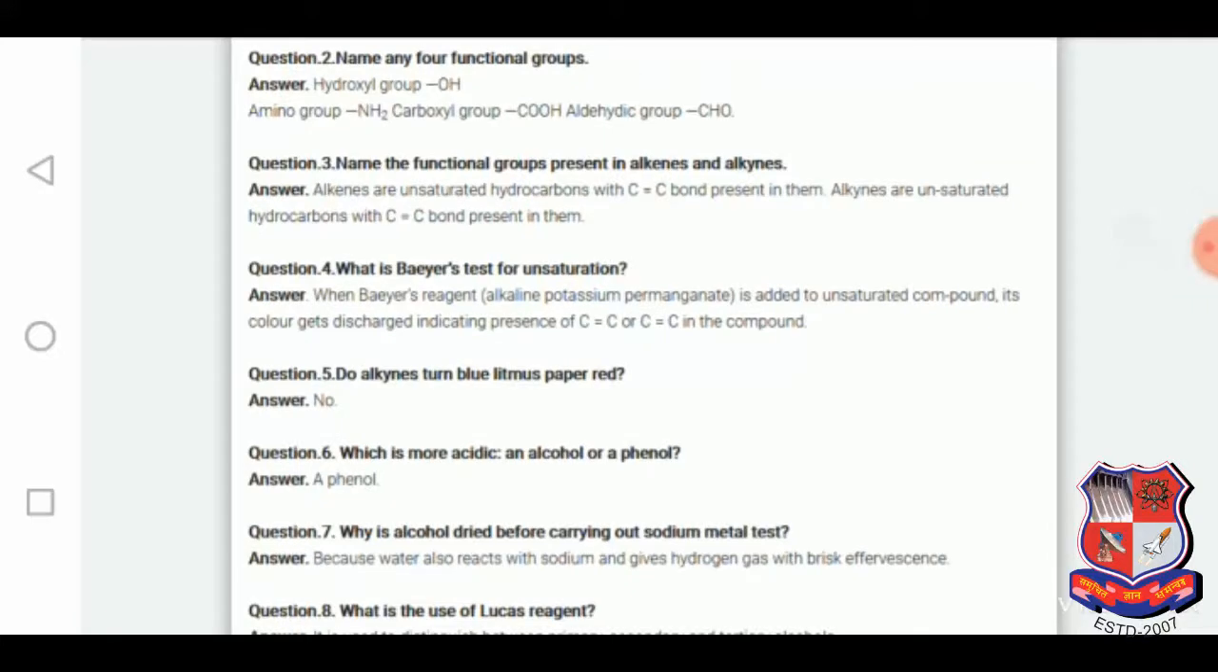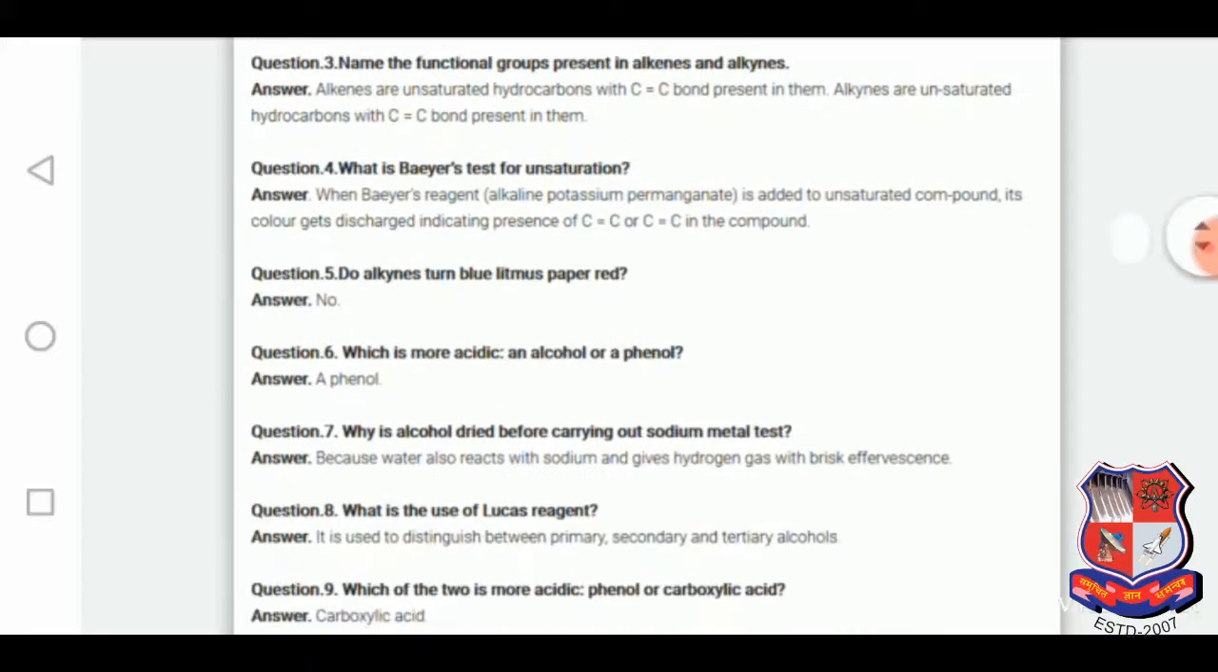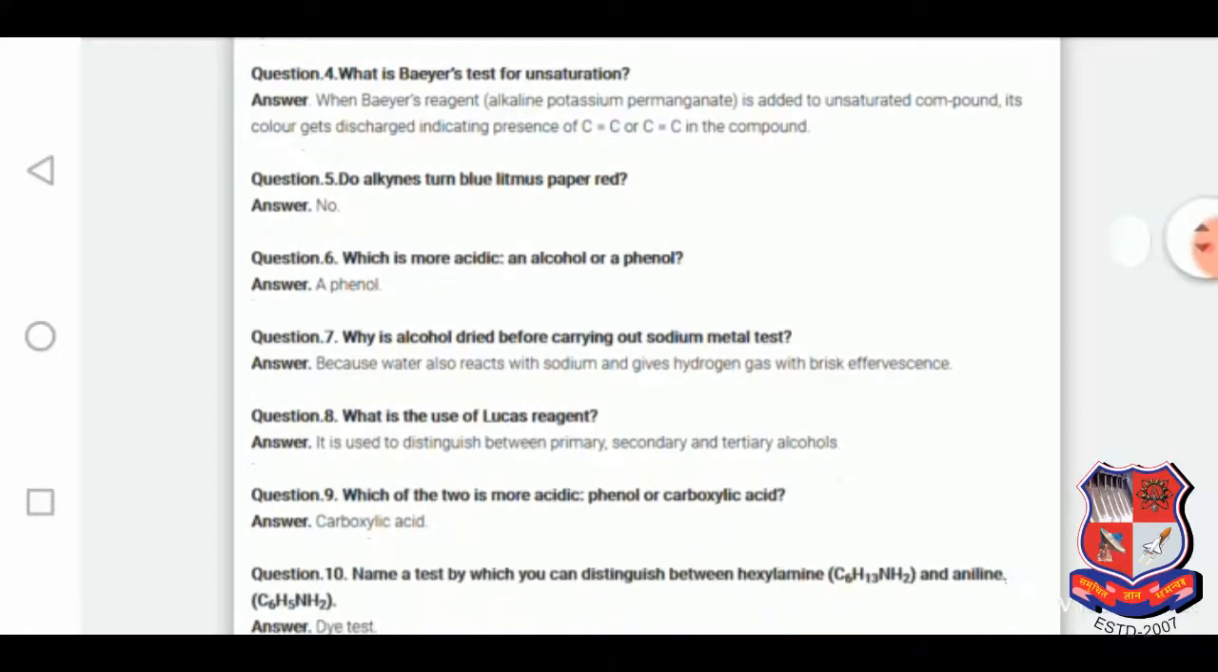Name the functional groups present in alkenes and alkynes. So the answer will be: alkenes are unsaturated hydrocarbons with a C double bond C present in them. Alkynes are unsaturated hydrocarbons with a C triple bond C present in them. What is the Baeyer test for unsaturation? When Baeyer's reagent, alkaline potassium permanganate, is added to an unsaturated organic compound, its color gets discharged, indicating the presence of unsaturation, that is a C double bond C in the compound.